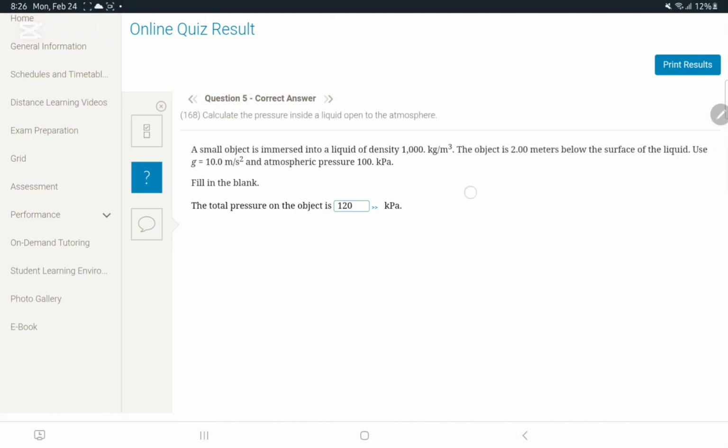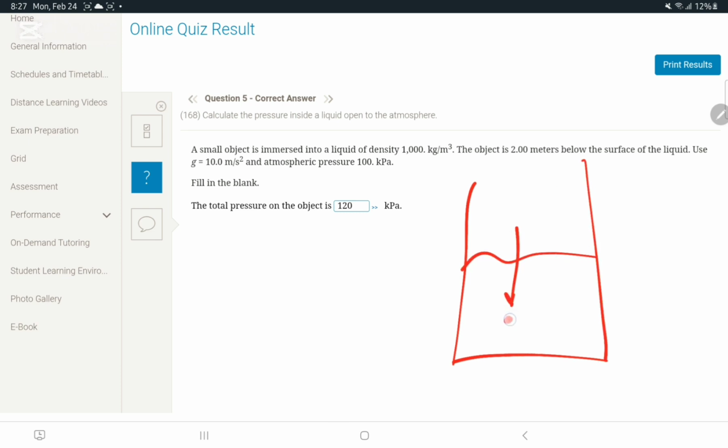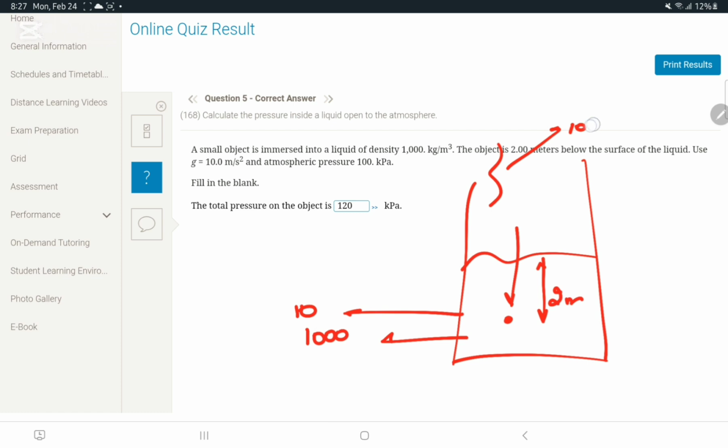Okay, we have a small object immersed in a liquid of density 1000. It's 2 meters below, and density of this liquid is 1000. Okay, and we know that G is 10. Okay, and the atmospheric pressure is 100 kilopascals, and in pascals it's 100,000 pascals.